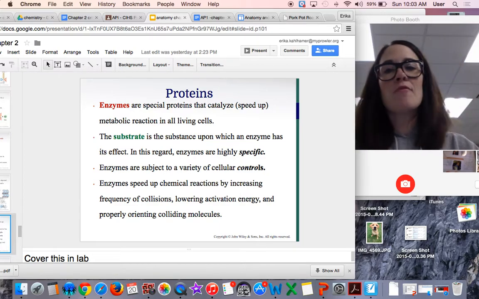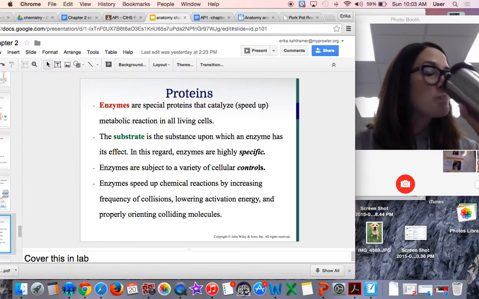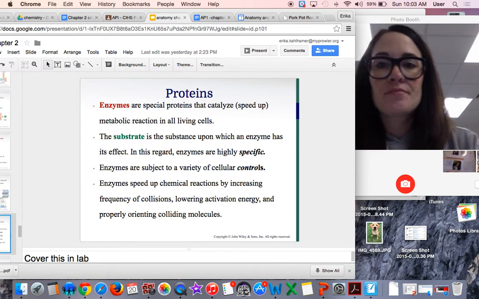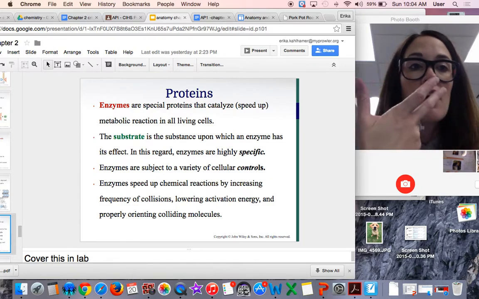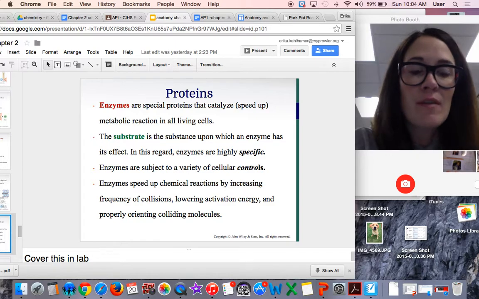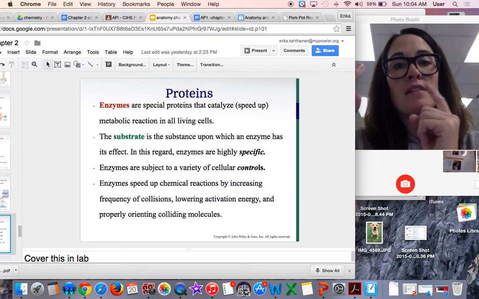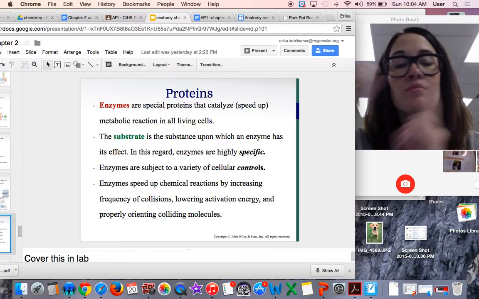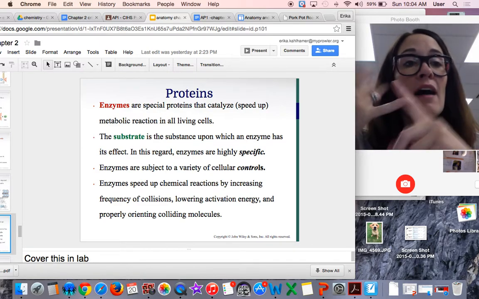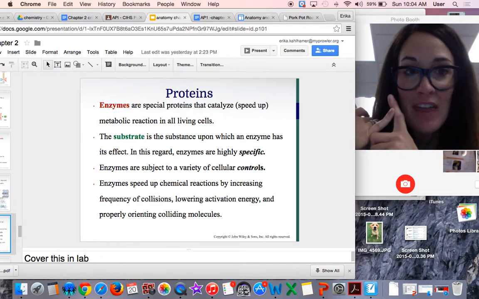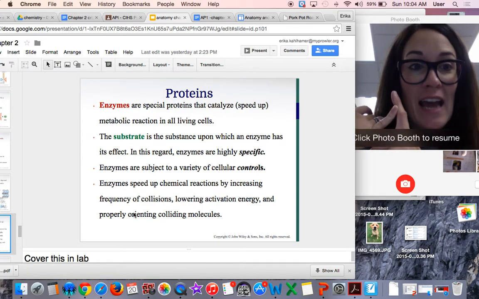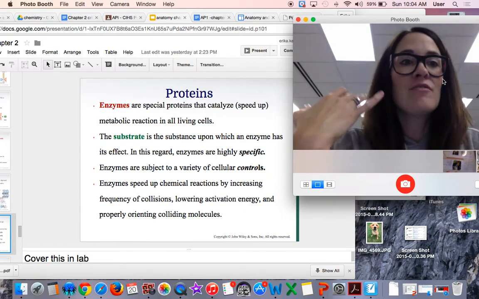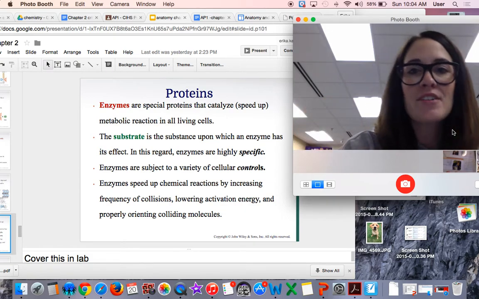A specific type of protein is an enzyme. Enzymes are a type of protein. You have many different enzymes in your body that do different things. Like in your stomach, for example, you have different enzymes that digest milk or digest proteins. If you don't have the enzyme that digests milk, guess what you are? You are lactose intolerant because you don't have that enzyme that digests it.